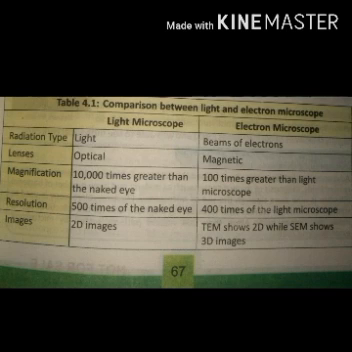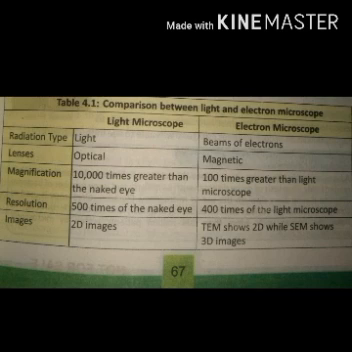Now here is comparison table between light and electron microscope. Light microscope and electron microscope, first one is radiation type. So light microscope uses light, while electron microscope uses group or beams of electrons. Lenses, light microscope has optical, while electron microscope has magnetic lenses. Magnification power of light microscope is 10,000 times greater than the naked eye, while the magnification power of electron microscope is 100 times greater than light microscope.